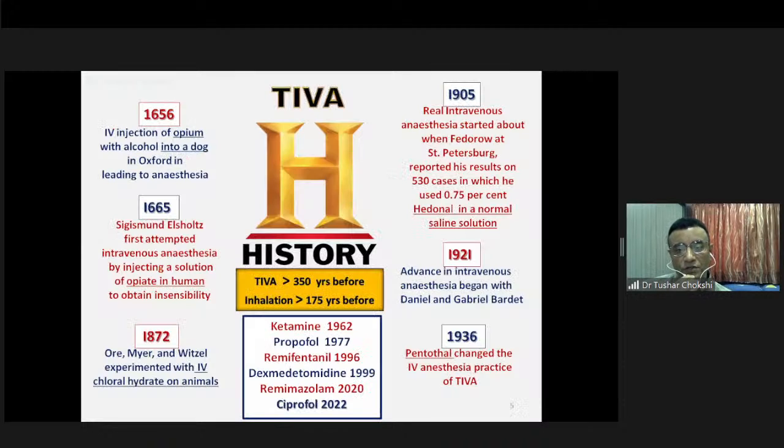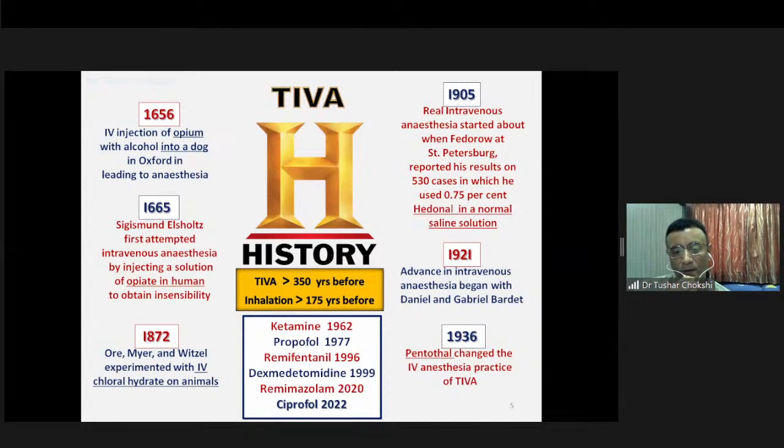If you see the history of TIVA, people consider that this anesthesia started 175 years ago, but TIVA is even older than that. In 1656, an injection of opium was given in Oxford in a dog. And 1936 was the changing year in our anesthesia practice, when pentothal changed things because of the invention. Then ketamine came in 1962. This is the golden jubilee of ketamine in 2022. Then propofol was invented. Propofol brought the second change in TIVA practice.